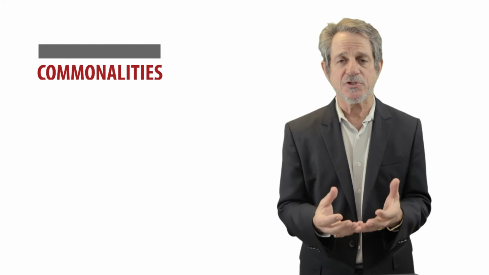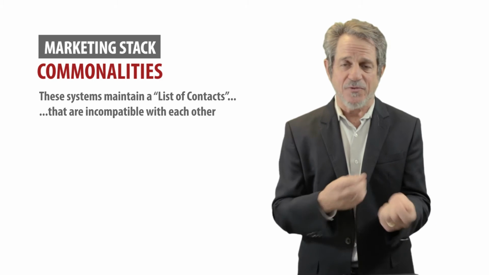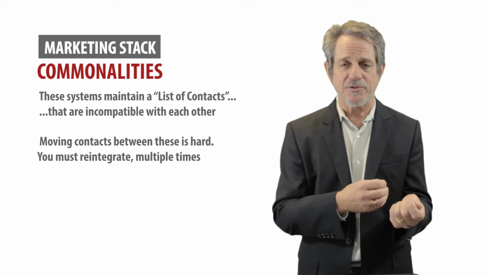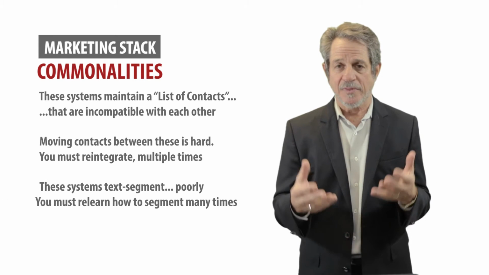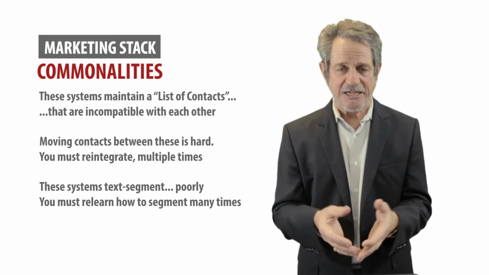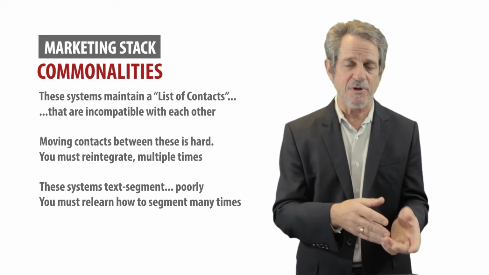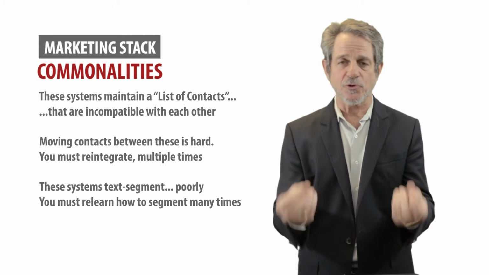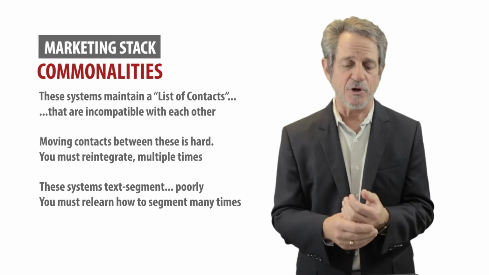So what are the issues, the commonalities between these marketing stack elements? Well, first of all, most of these tools have a list of contacts, and they're not compatible. You can't move that information, right? You can't look at one system's contacts in the other system. As we said earlier, it's very difficult to segment. They're text-based segmentation tools. They're different from system to system. If you want to segment in system A and system B, you have to learn both tools. There's no common tool across all members of the marketing stack.